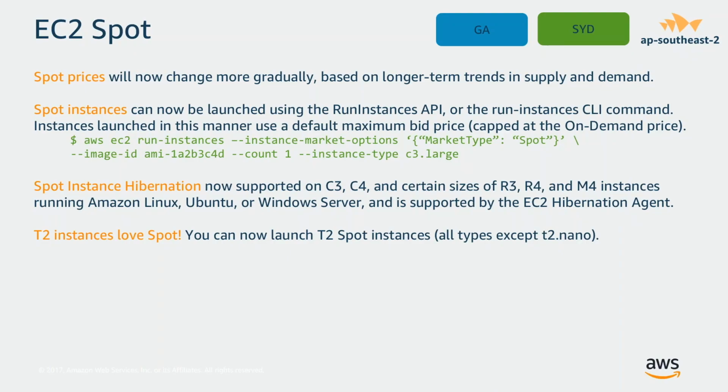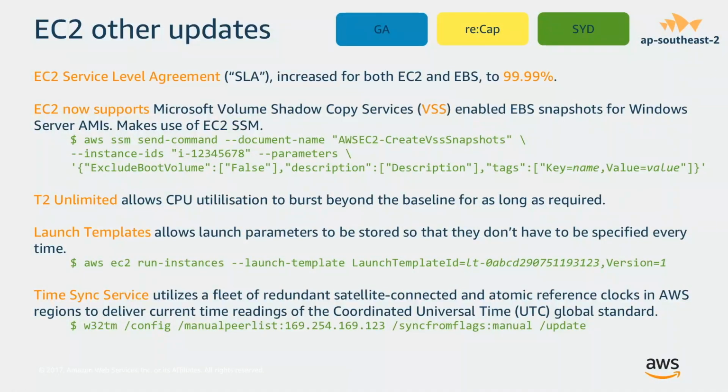Spot instances can also now hibernate, which is pretty cool. Just like your desktop computer goes to sleep, you can have your Spot instances go to sleep. All your RAM gets stored on EBS, and when needed, it can wake up and basically restore to the same state as it was before. T2 instances are now also available on Spot, which is very interesting.